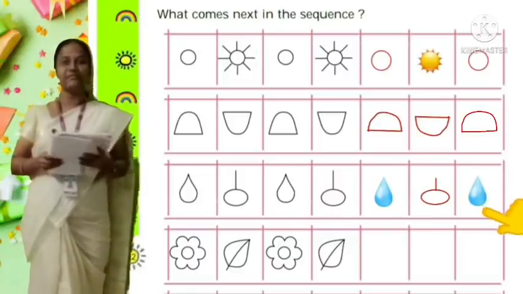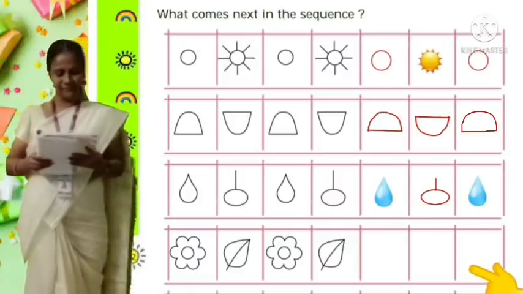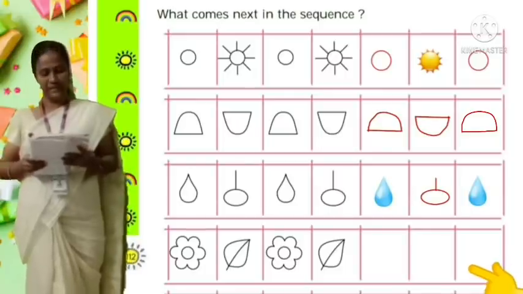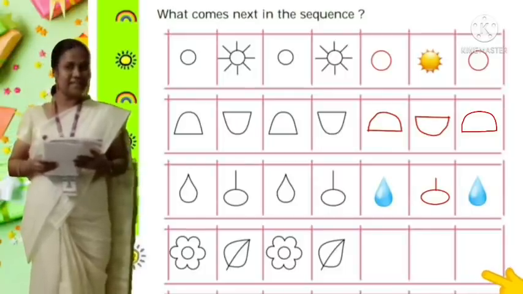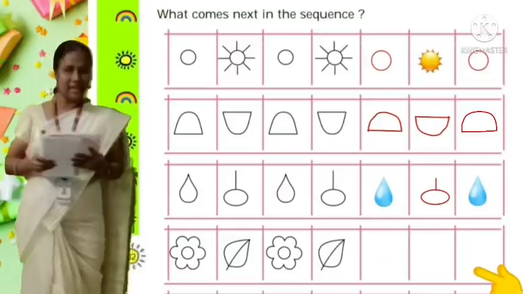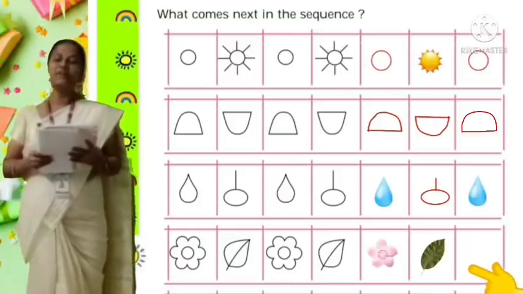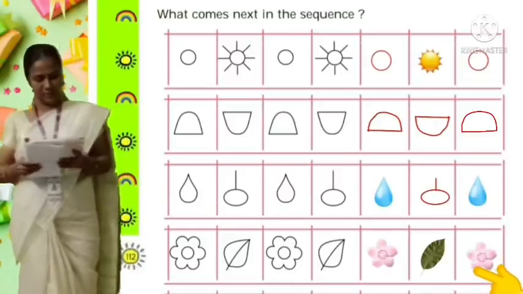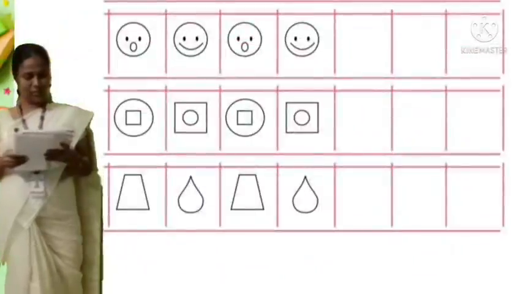Yes, next one, flower, leaf. Flower, leaf. What will be the next? Yes, again, flower, leaf, flower. Very good. Okay. Next, see the emoji.